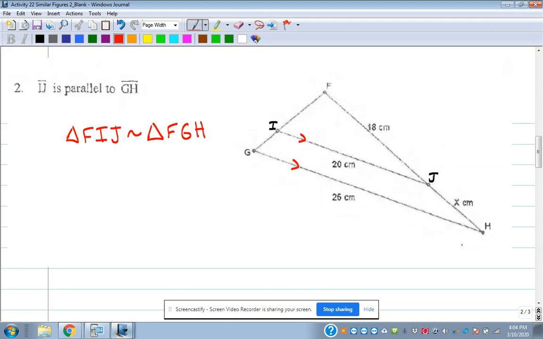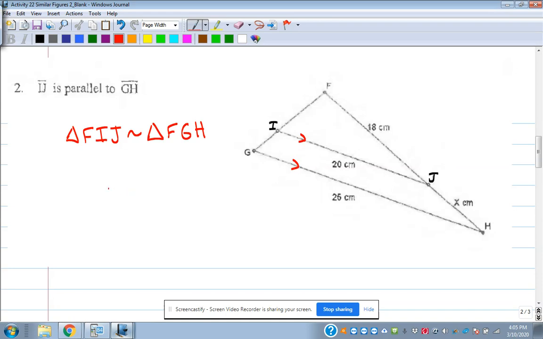All right. So we need to find x, which is not a side of a triangle, right? That's what makes this one a little bit more difficult. So we want to set up our proportion to be able to do that. So what sides of the 2 similar triangles do we have that make up the first half of the proportion? IJ matches up with GH.